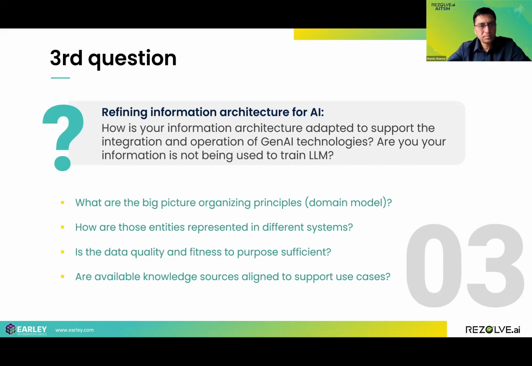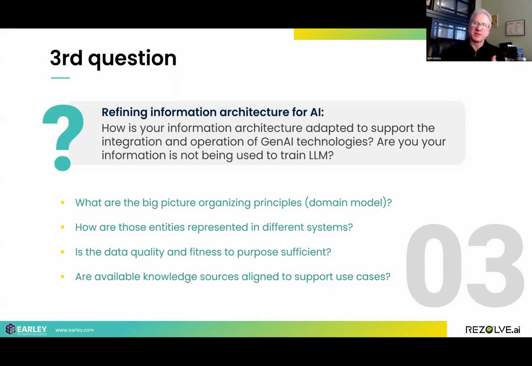Again, when you also look across different systems, you do need to build what we call a domain model, which are the big buckets, right? The big picture organizing principles around products and services and customers and employees and processes and departments and document types. Those are all organizing principles. And then we have to say, well, how are these things represented as entities in different systems? Because if we have to pull information from different systems together, we have to have a lingua franca, right?